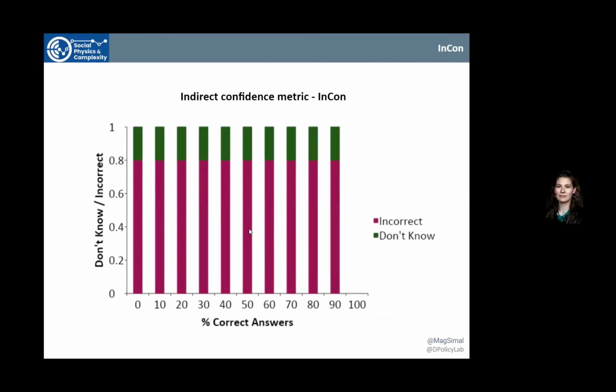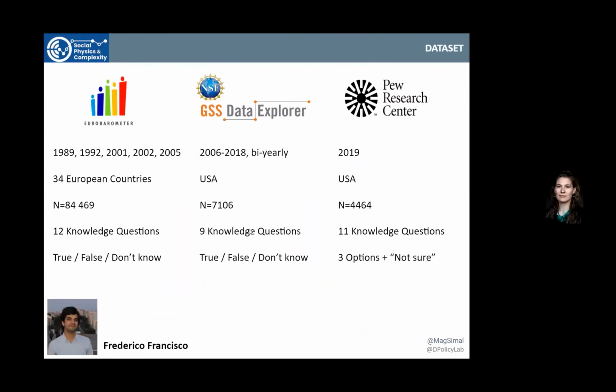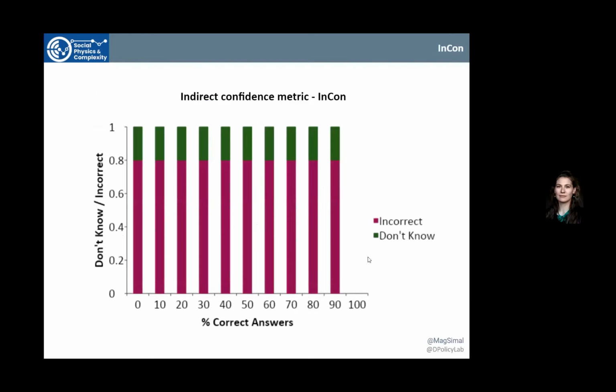But how does such a plot describing the relationship between knowledge and confidence look in reality? So together with Frederico, we looked at 3 independent surveys with a large number of participants over several years across different European countries and the US. And we had different knowledge questions with different options, either true, false, don't know, or 3 options to choose from which is the correct one, with the don't know analog of not sure. And again, as in this simulation here, we are looking at the ratios of don't knows to incorrect answers at the different knowledge levels to see if we can detect the confidence gap.